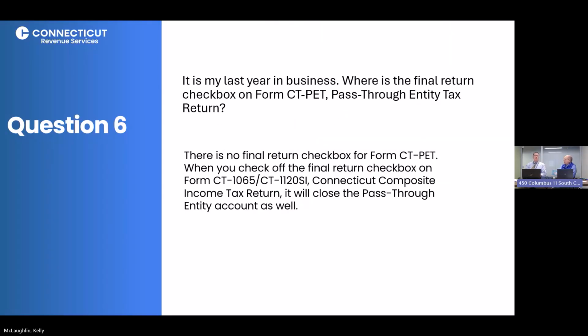This is one of my favorites for some reason, but where is the final return checkbox on Form CTPET pass-through entity tax return? Well, on the new pass-through entity tax return, now referred to as the CTPET, there is no longer a checkbox on that form. All entities would be filing the Connecticut 1065/CT 1120SI composite income tax return.